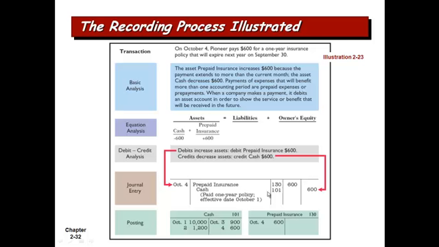So if you think about the accounting equation, assets equals liabilities plus owner's equity, it's only affecting the left side of the equation, which is okay. I mean, it's still going to be in balance.